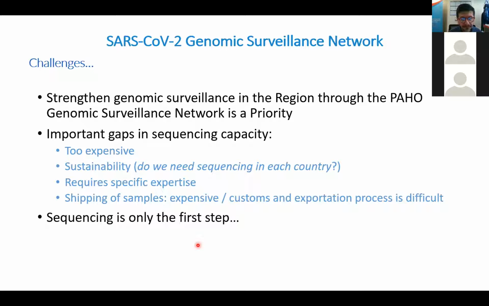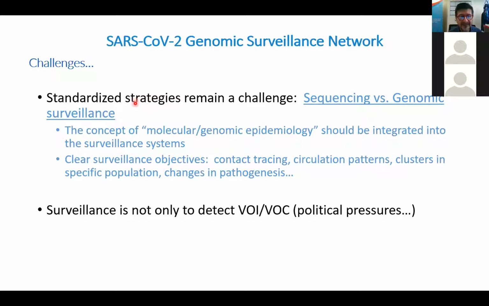However, we also have to bear in mind that the sequencing as such is only the first step of what we need to do, and that it's important and necessary to standardize the strategies in order to actually do the genomic surveillance. It's not the same to do sequencing and having sequences than to do genomic surveillance. These are two different things.